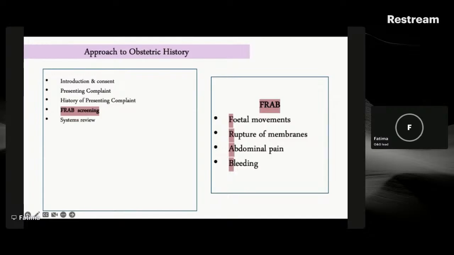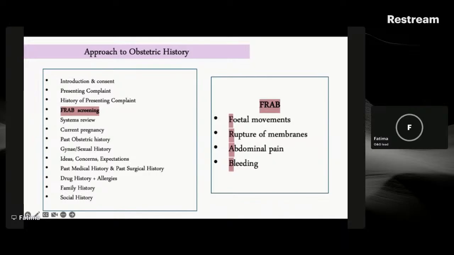We then go on to a systems review, so we ask them about the rest of the systems, any other symptoms that they've experienced. We'll ask them about this current pregnancy, any past obstetric history, any past pregnancies that had been complicated, and any gynecological or sexual history of relevance. We'll do an ICE, so ideas, concerns, and expectations. So we'll ask them, what do you think is causing this? Is there anything in particular that you're worried about? And is there anything that you're looking to get out of this consultation or your visit to the doctors?